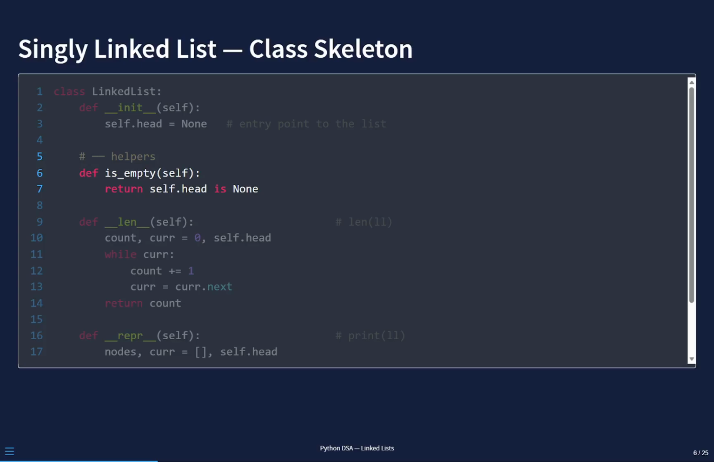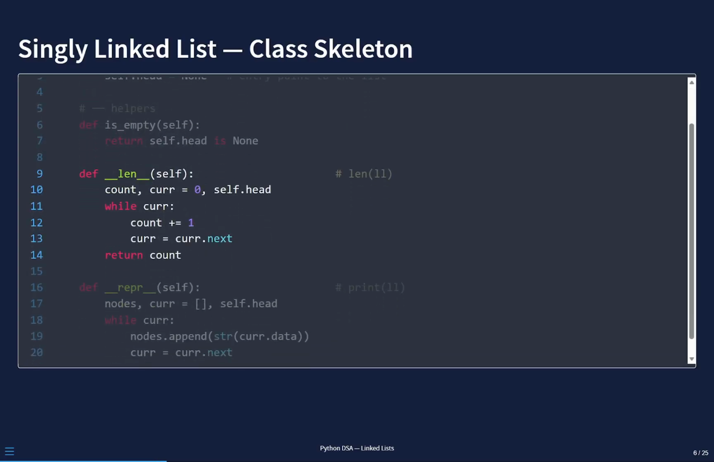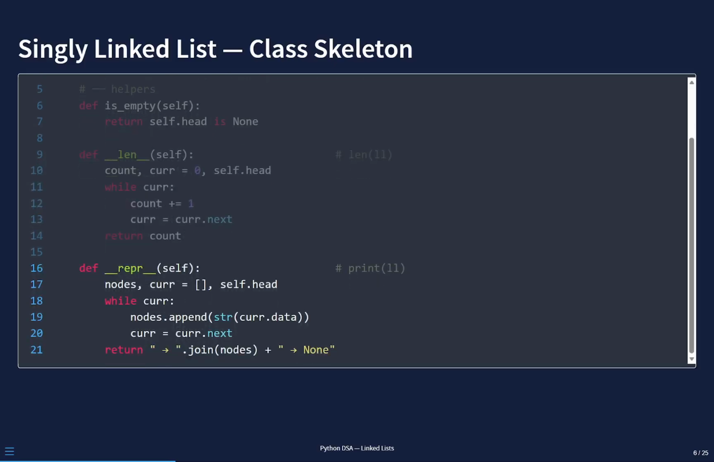It's O(n). We have to visit every node. __repr__ is for pretty printing. We collect every node's data into a list, join them with right-pointing arrows, and append right-pointing arrow None at the end. Now we can just print LL and get a readable output like 10 → 20 → 30 → None. These helpers will serve us throughout the rest of the code. Think of them as the scaffolding on which we'll hang all the real operations.